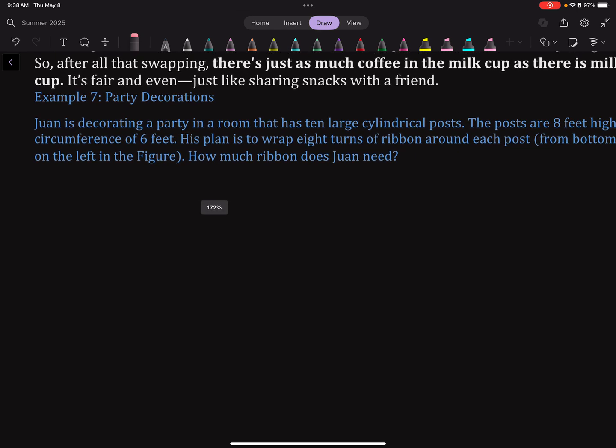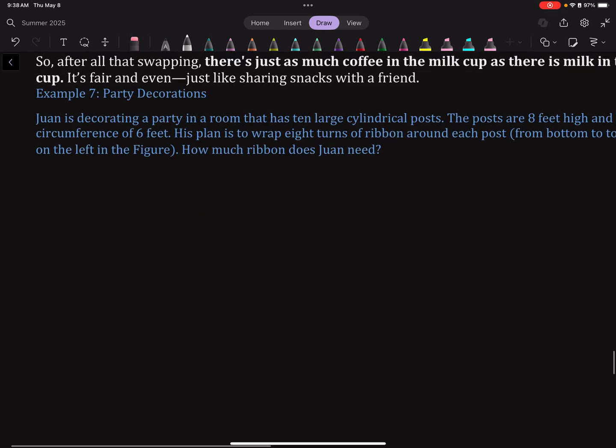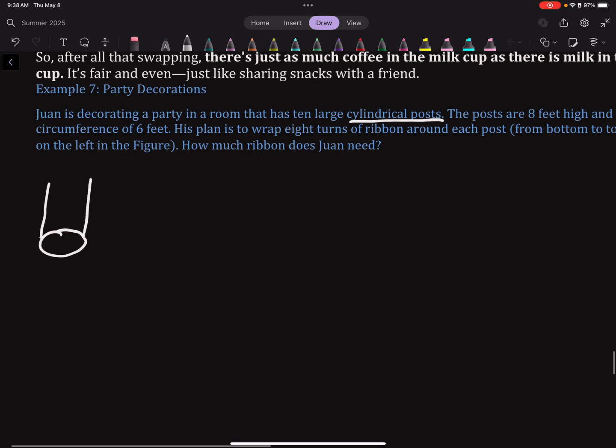So we're going to draw the picture. We're talking about a cylinder post, a cylindrical post. So think of a Coke can. A cylindrical post is like a soup can or a Coke can. It's like this. So that's a cylinder in 3D. I'm so bad at drawing 3D.